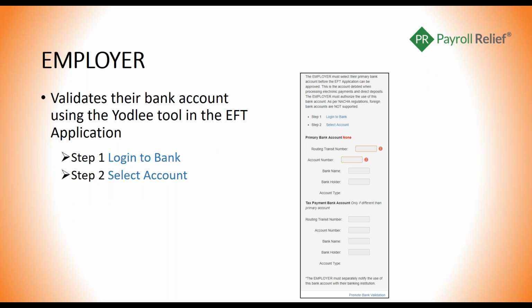At this point, the employer must authorize the use of their bank account. Using their bank login information, the employer logs into their bank and selects the appropriate account. The employer must select their primary bank account before the EFT application can be signed by them. This is the account that will be debited when processing electronic payments and direct deposit. If they wish to use a different account for tax payments, they may also select that account at this time. After they select their account, the employer can click Next.